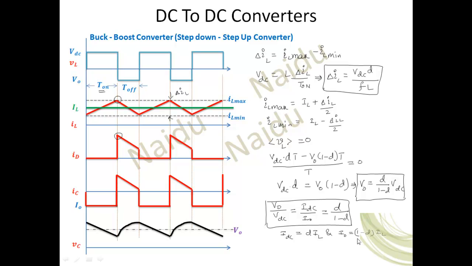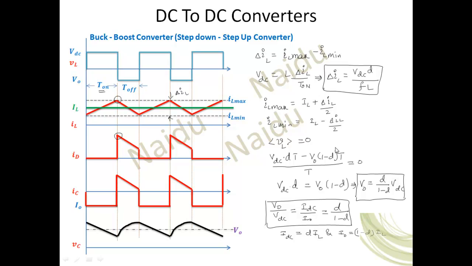Now whether it is correct or not, how will you prove that? You can take the average value of IDC by the average value of the load current. What is IDC by I naught equal to? D times IL divided by (1 minus D) times IL. IL gets cancelled, giving D by (1 minus D). That is the same as this one. So this is the relationship between IL and IDC, and IL and I naught. If you want to calculate IL, you need to take either of these. Directly you can take IL equal to I naught by (1 minus D). That you can use.